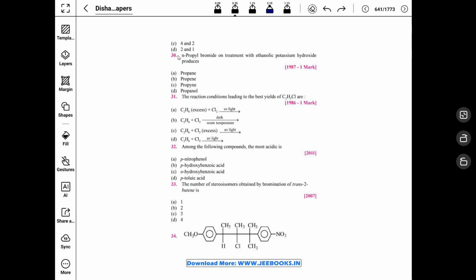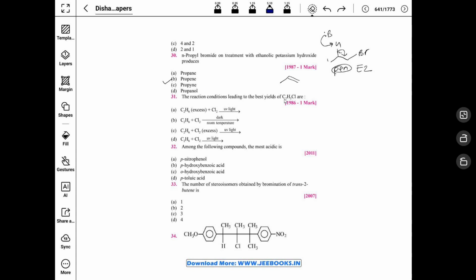Okay, now question number 30. n-Propyl bromide on treatment with ethanolic potassium hydroxide produces... So you can see ethanolic potassium hydroxide and propyl bromide. Here again it will lead to elimination, giving propene through an E2 reaction. So the correct answer is D.